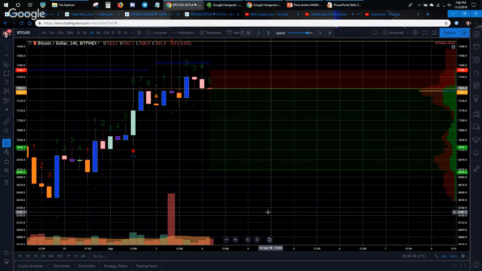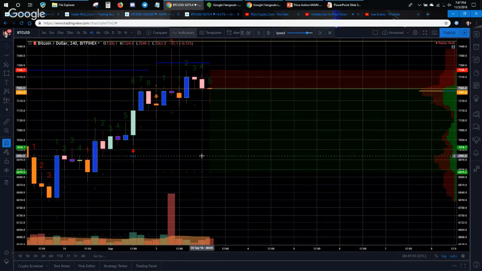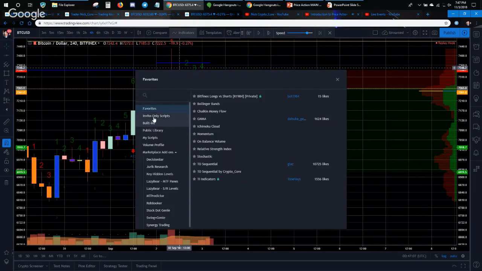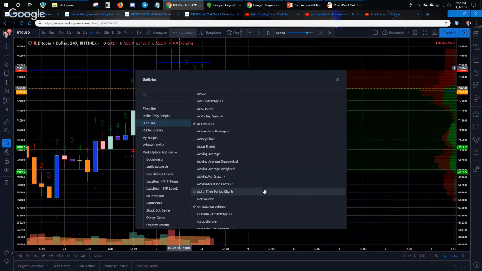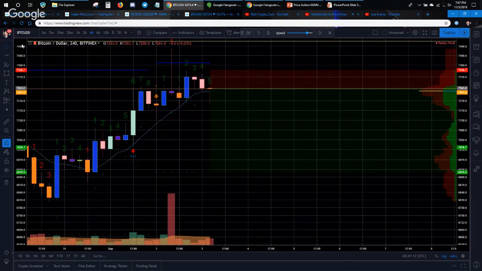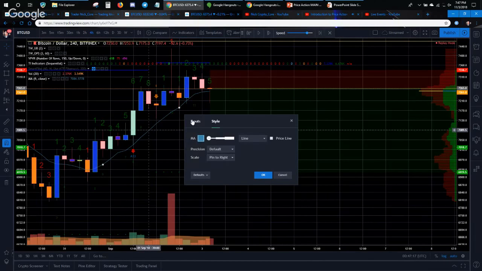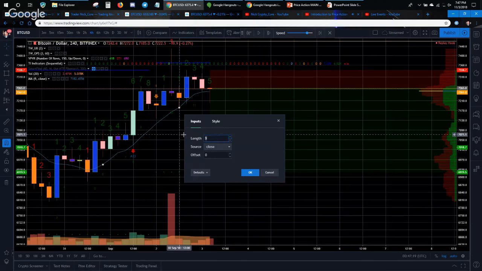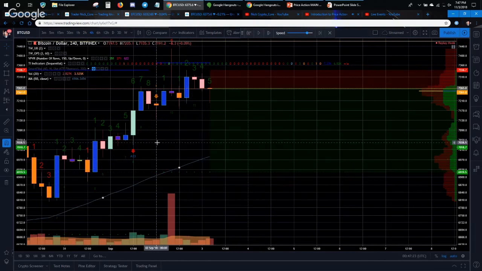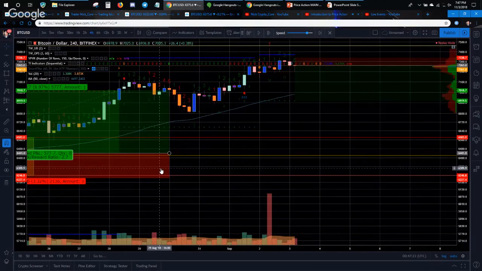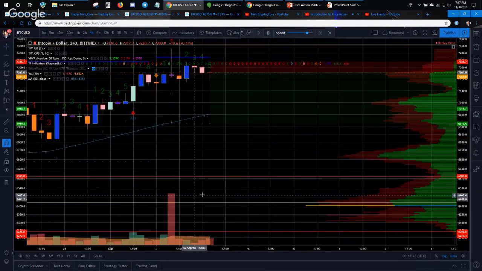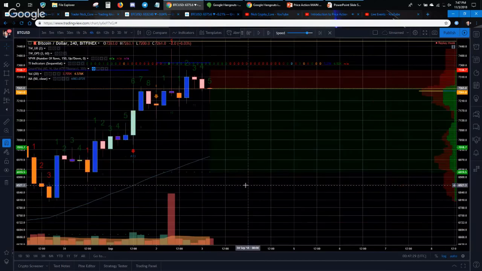Also, I use the Ichimoku cloud, but that is not a part of price action trading. I also use moving averages. Some price action traders do use moving averages. Let's look at the 50 moving average. So yeah, a lot of price action traders do use the 50-period moving average, the 9-period moving average, and a few other ones depending on their preference.